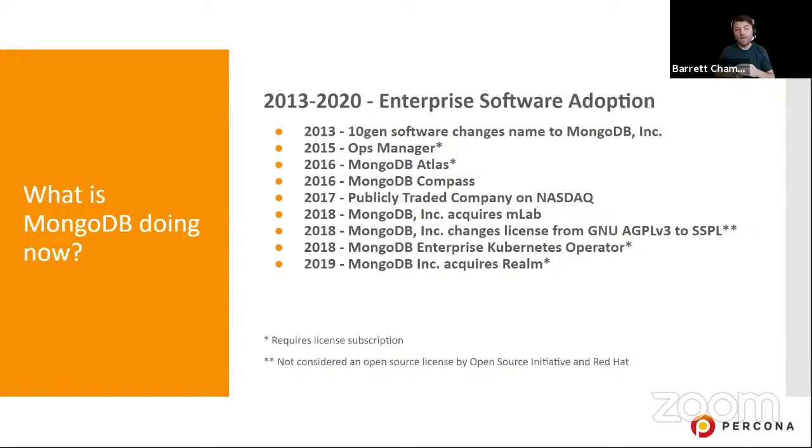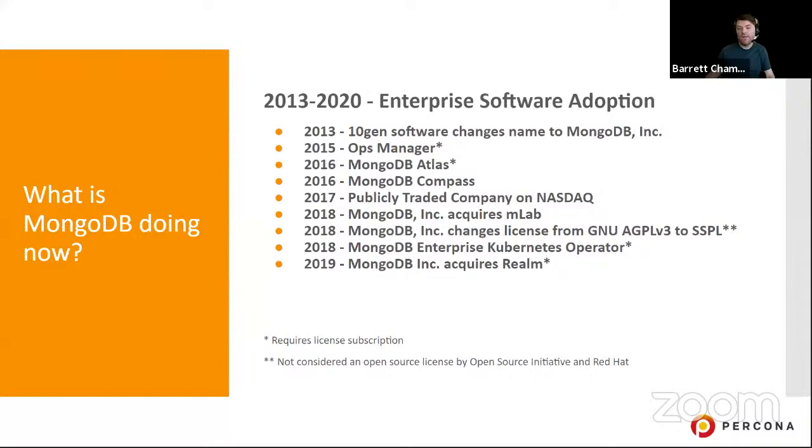So they acquired MLab. MLab was offering a similar to Ops Manager solution for deploying MongoDB in a database as a service-like infrastructure. Then that same year, they switched their license for the actual server. So MongoDB community switched from an AGPL version 3 to an SSPL.